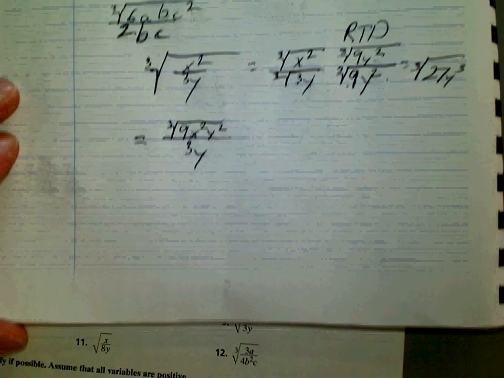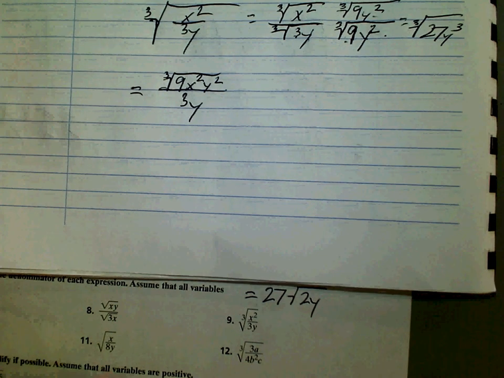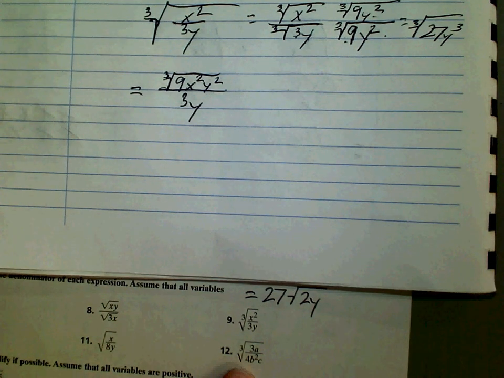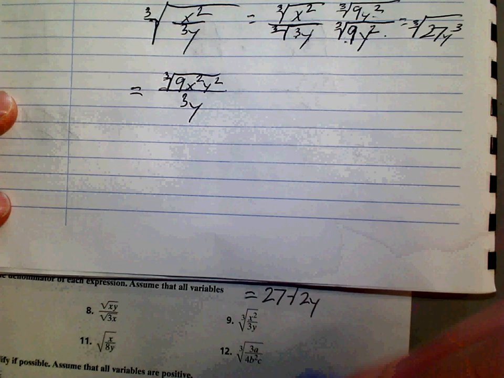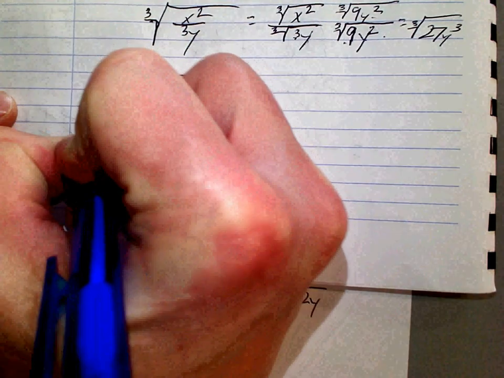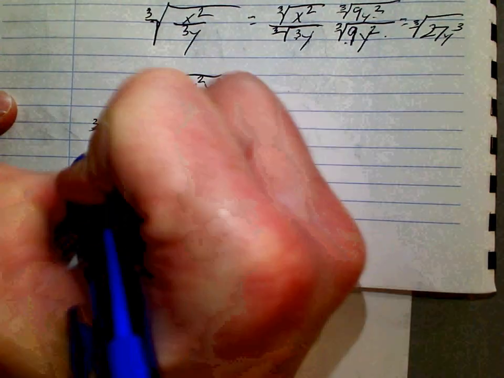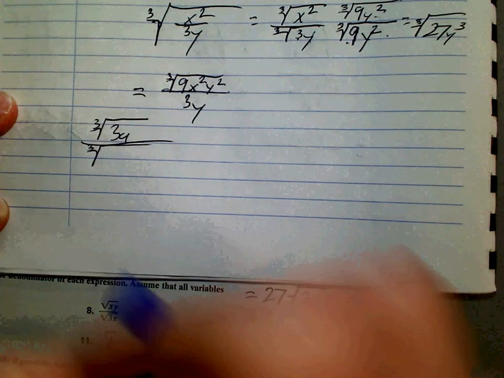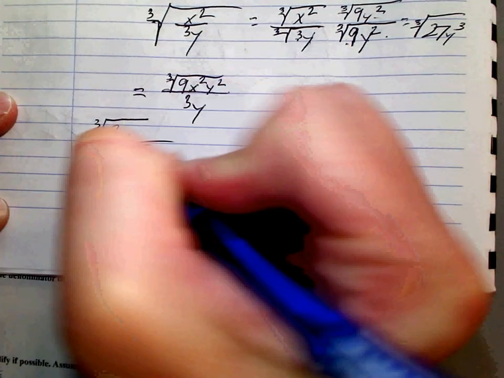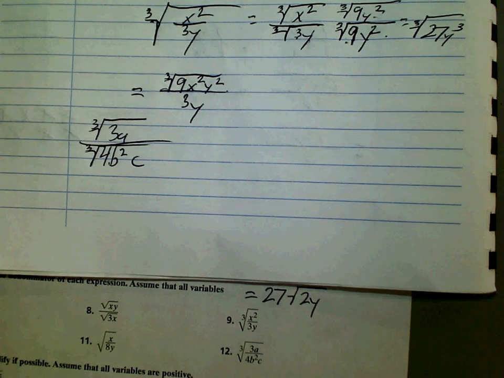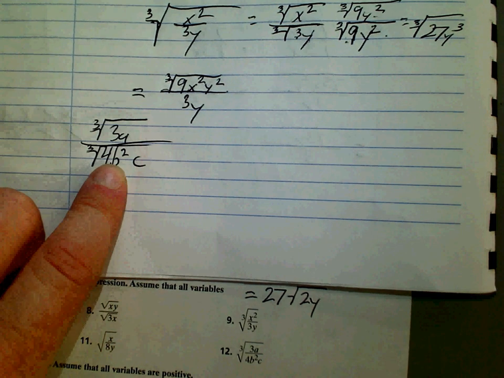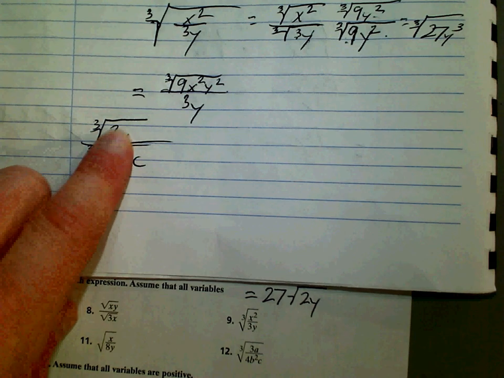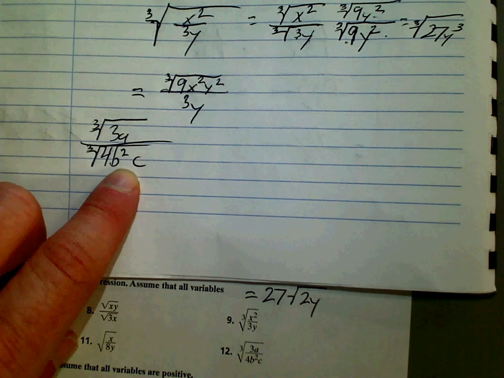Now we're on number 12. 12 is the cube root of 3a over the cube root of 4b squared c. Let's get through this one, maybe one more. Hey, this is awesome. I really can't divide. I can't do 3a divided by 4b squared c, and it helped me. So what am I going to do? Say it.